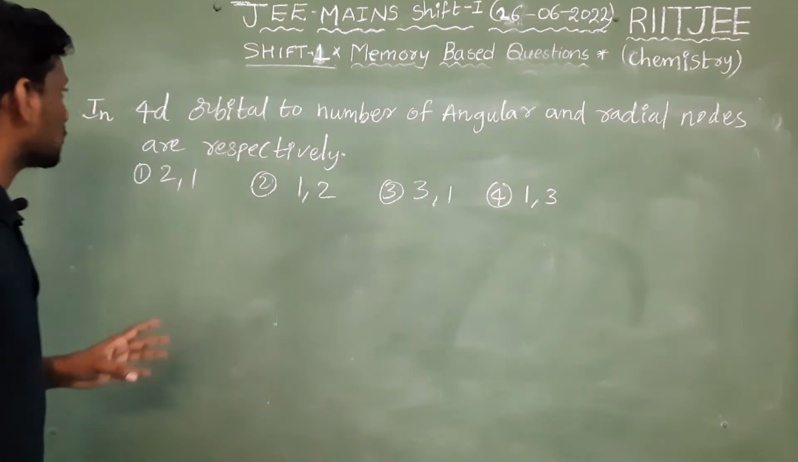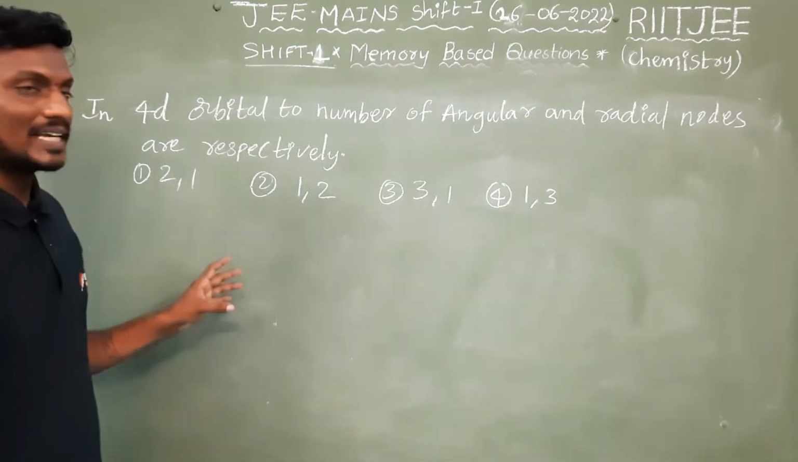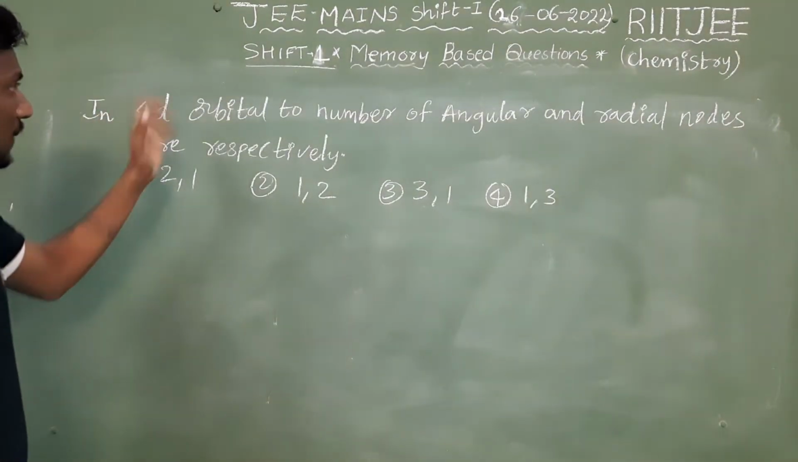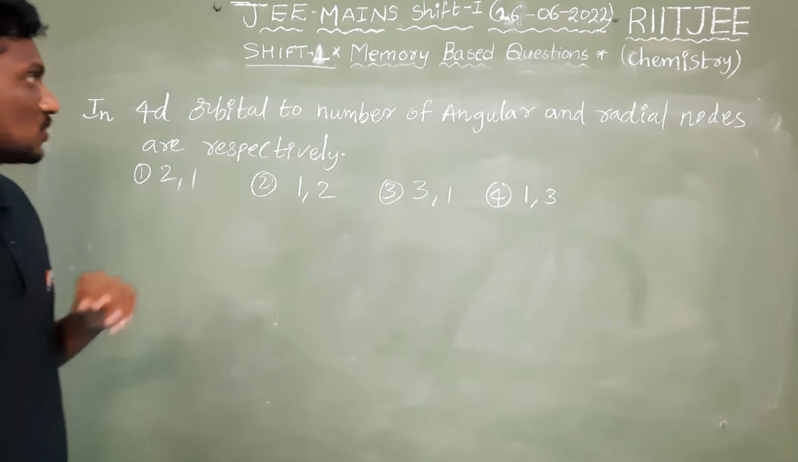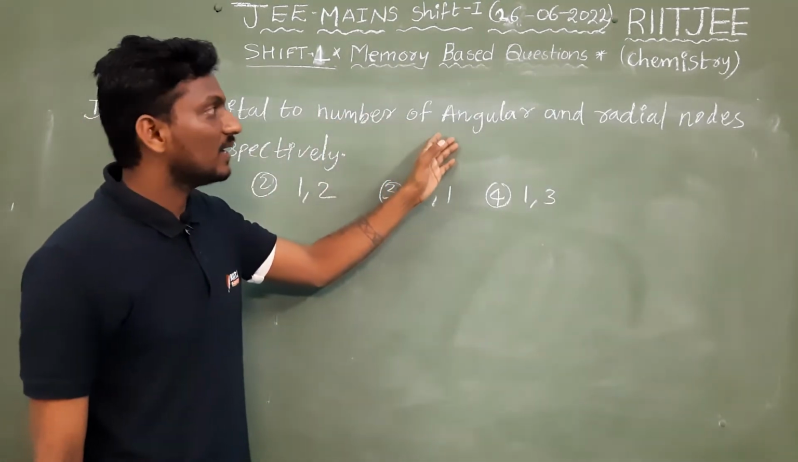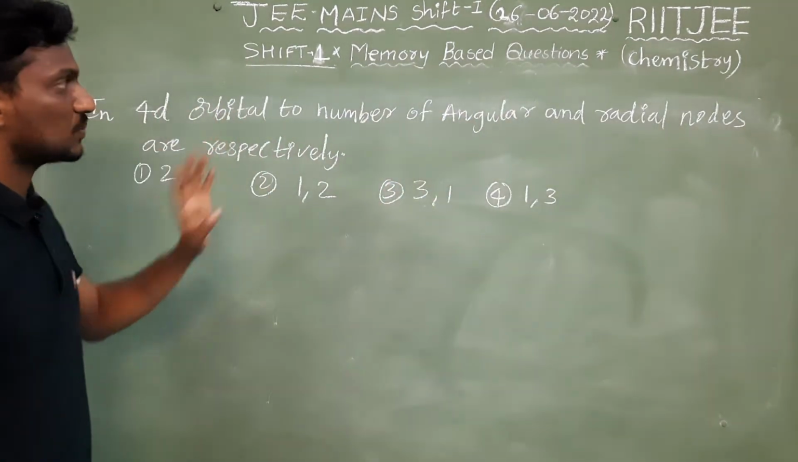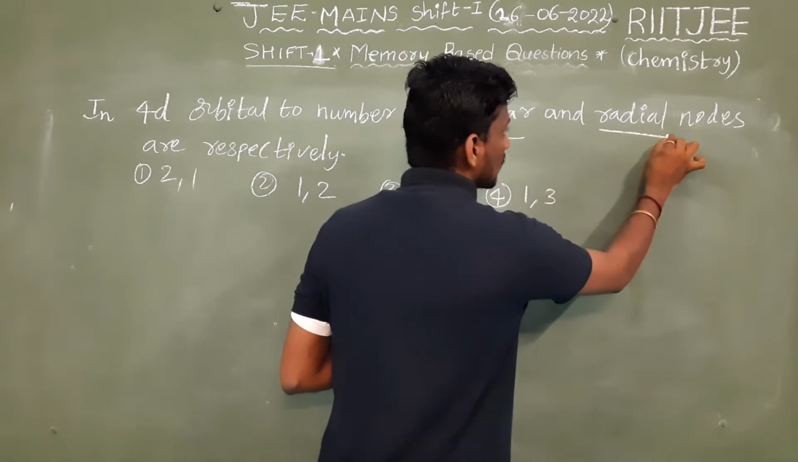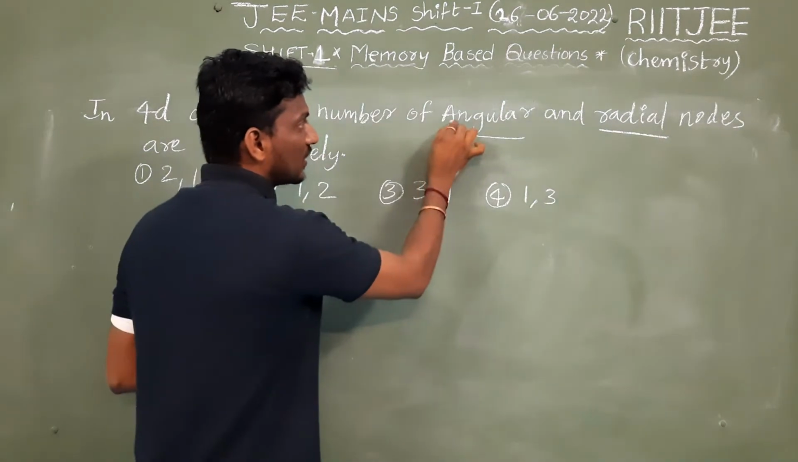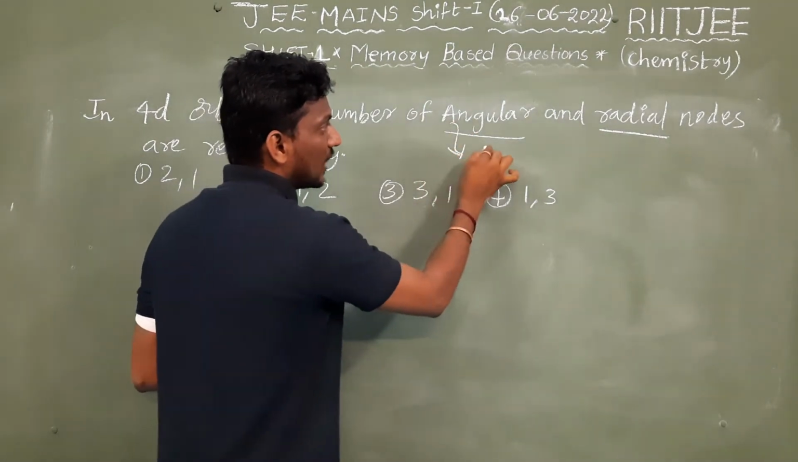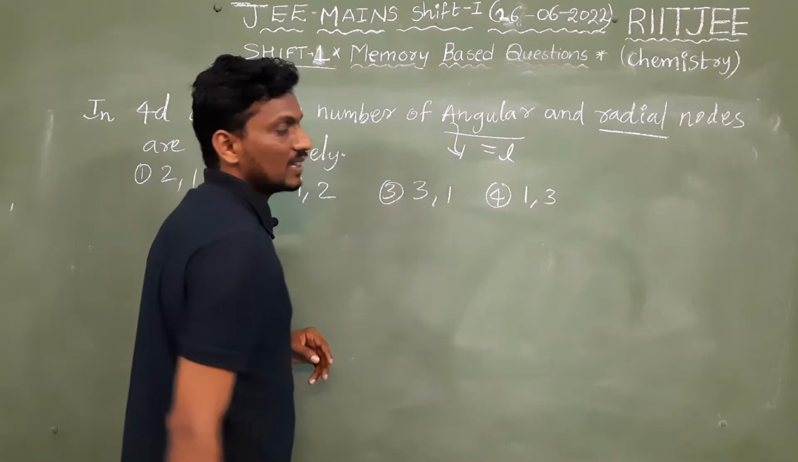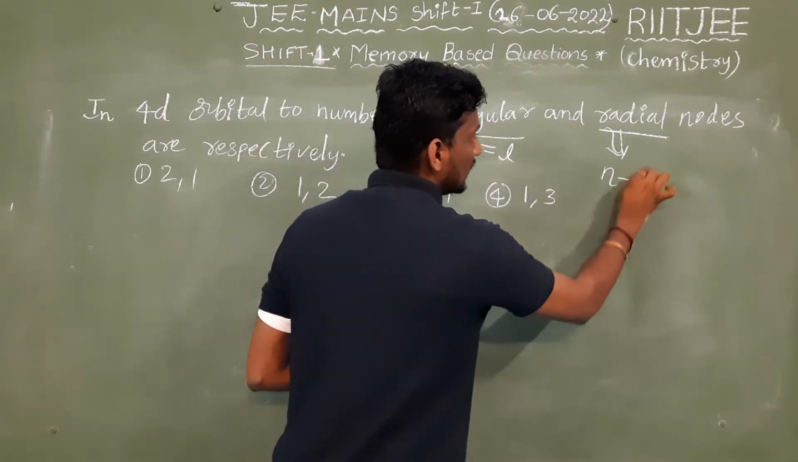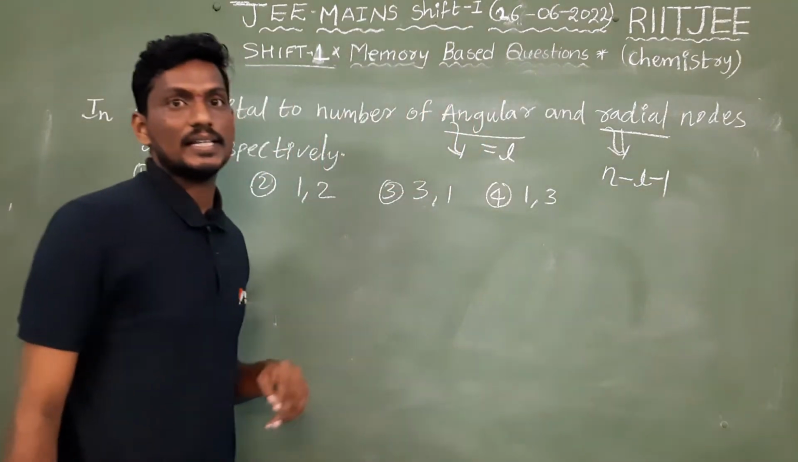Okay. Our next question came from physical chemistry, the atomic structure chapter. He is asking, in a 4D orbital, the number of angular and radial nodes are respectively. He is asking for the number of angular nodes and radial nodes. First we should know the formula. The number of angular nodes is equal to l. The number of radial nodes formula is n minus l minus 1.